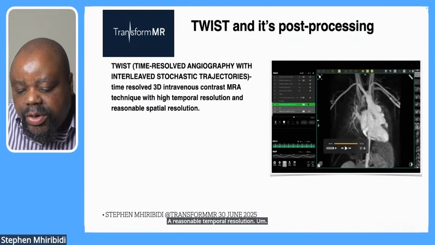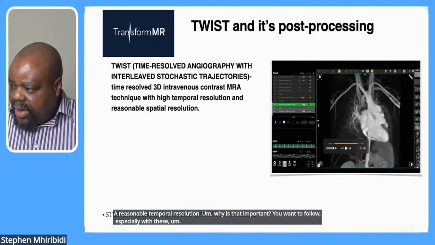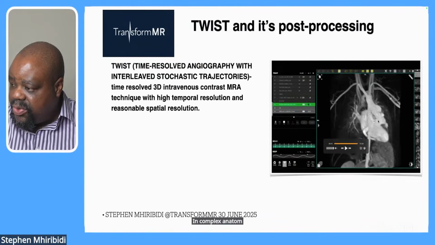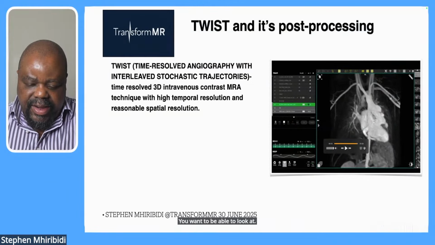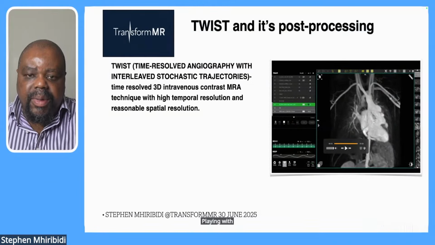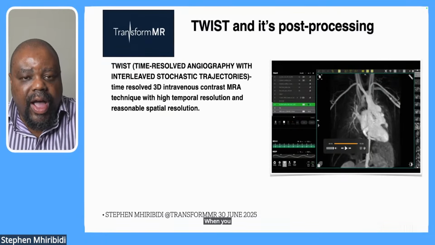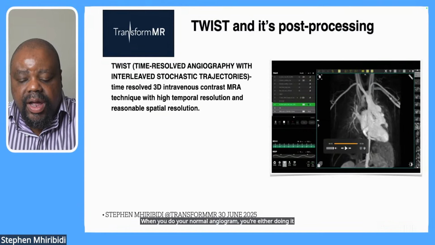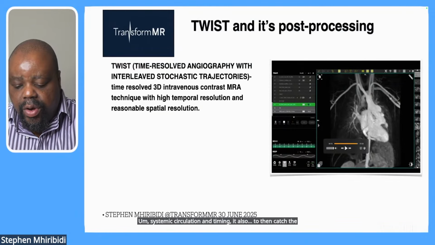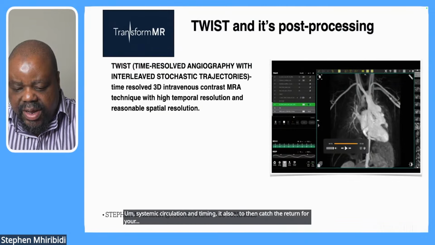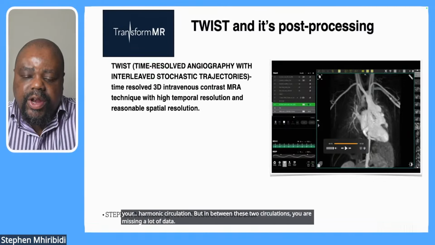Why is that important? You want to follow, especially with these complex anatomies, as you can see on the TWIST here. You want to be able to look at the blood supply in each phase with a minimum time in between so that you can split it at the end. When you do your normal angiogram, you're either doing it for your systemic circulation and timing it also to then catch the return for your pulmonic circulation. But in between these two circulations, you are missing a lot of data. Worse when you're doing babies.